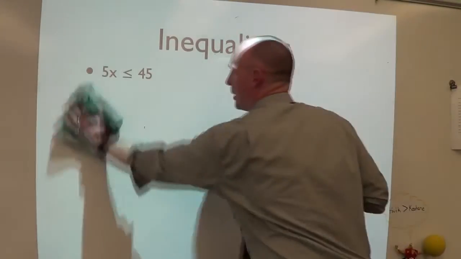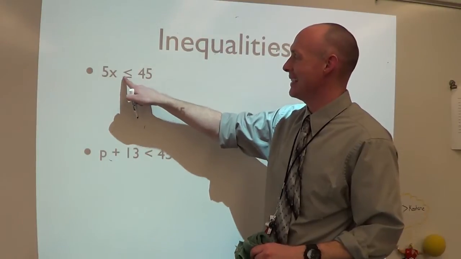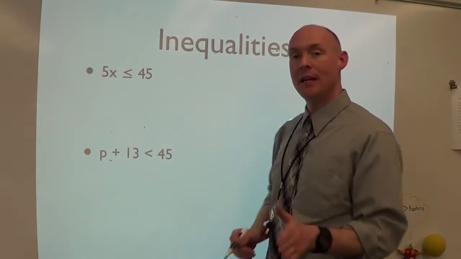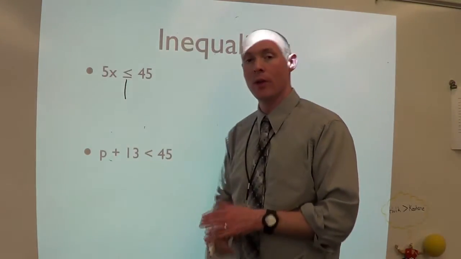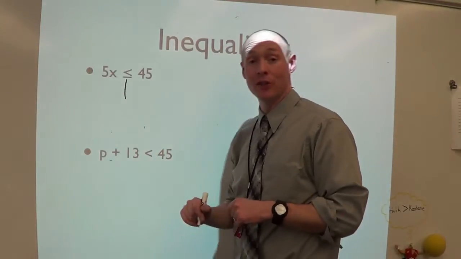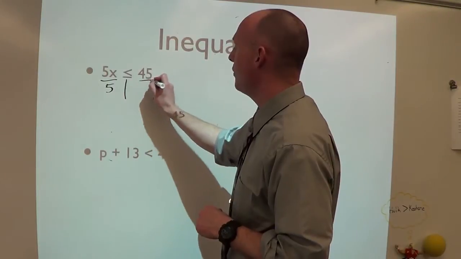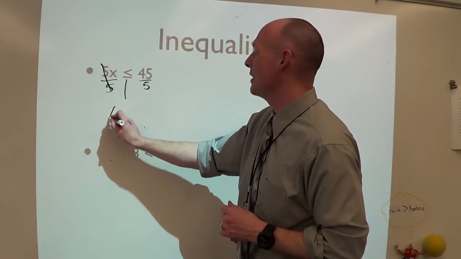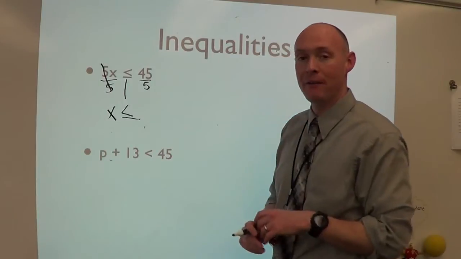Okay. Here I have 5 times x is less than or equal to 45. Now, just like where we'd start at the equal sign, we're going to start here. We're going to split it off into two sides. With what we do to one side of the inequality, we have to do to the other side. In this case, it is multiplying, so the inverse is dividing. So we're going to divide by 5, and we're going to divide this side by 5. Perfect. These will cancel, leaving us with x is less than or equal to 45 divided by 5, which is 9.